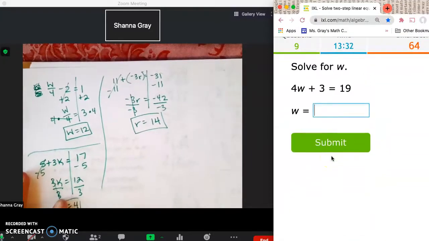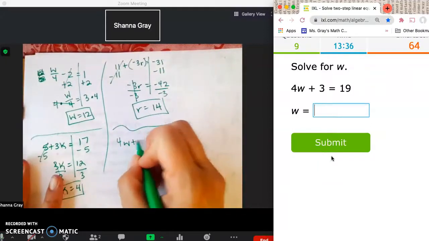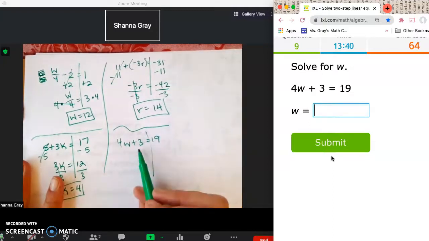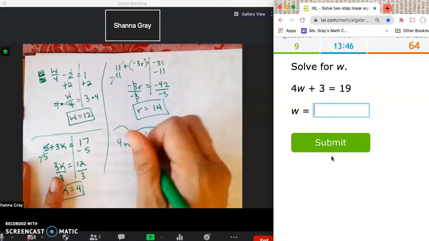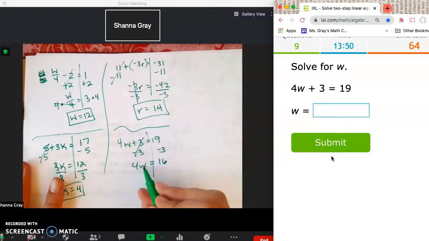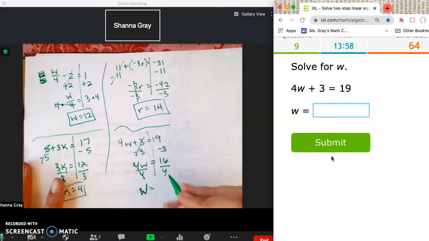So I feel like these aren't necessarily getting much harder. It's just consistently good practice. So farthest away from w, 4 is right next to it. 3 is separated by that plus sign, so I'm going to subtract 3. And then if 4 times something equals 16, hopefully you know that's a 4. But if I divide out that 4, I end up with 16 divided by 4, which is 4.